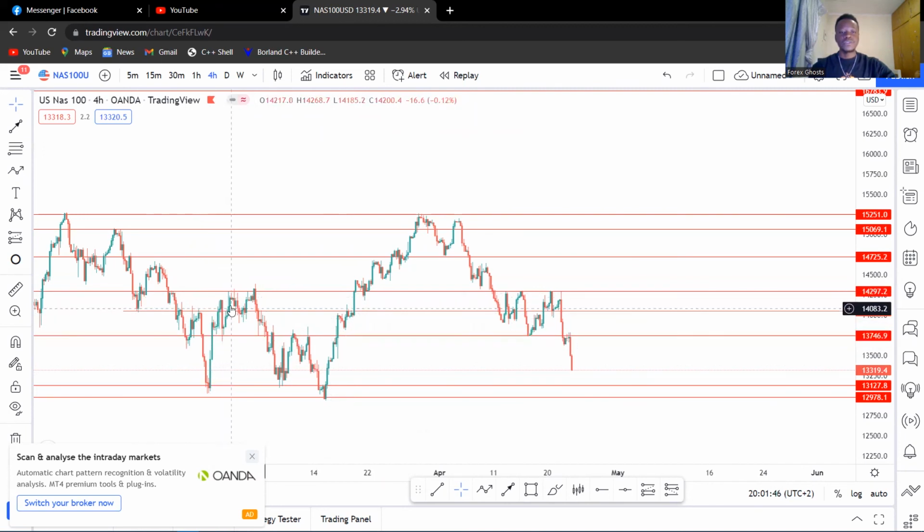We are in some kind of consolidation somewhere around here, because this was a floor and this was a ceiling. When we broke our floor, we came back and had a retest somewhere around here. And when we broke our ceiling somewhere around here, we came back for a retest.